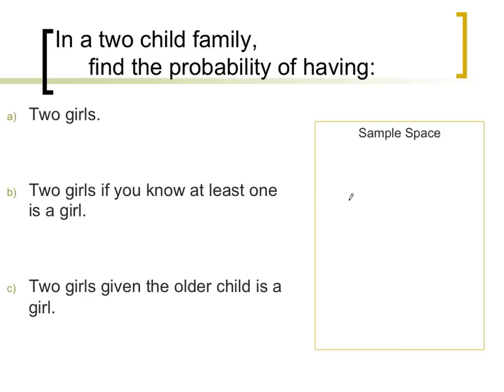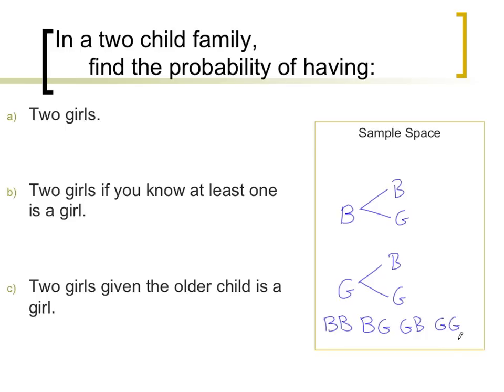So to do this problem, let's make a sample space. For our first child, it can be a boy or it can be a girl. And then for the second child, it can also be a boy or a girl. So this is going to branch off, boy, girl. And then from a girl, it can still branch off to a boy and a girl. So we'll follow each of these branches, and we'll get our sample space of boy boy, boy girl, girl boy, and girl girl.